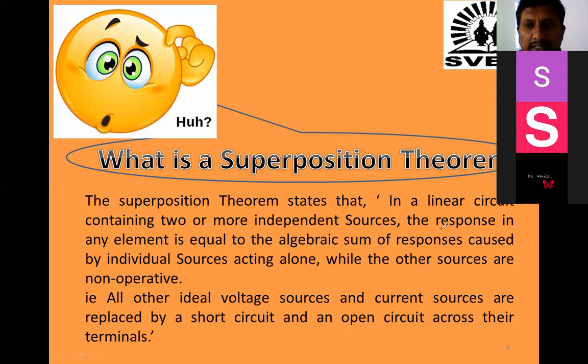So the response in any element is equal to algebraic sum of responses caused by individual sources acting alone. म्हणजे एका वेळेस एकच सोर्स घ्यायचा आणि त्याच्यामुळं तो रिस्पॉन्स किती येणार तोच आपल्याला कॅल्क्युलेट करायचा. असं सगळे इंडिपेंडंट सोर्सेस तुम्हाला घ्यायचे एक एकदा आणि मग रिस्पॉन्सेस कॅल्क्युलेट करायचे आणि शेवटला तुम्हाला ते सगळे रिस्पॉन्सेस ऍड करायचे. Then you can get the final answer of that response. Are you getting my point?